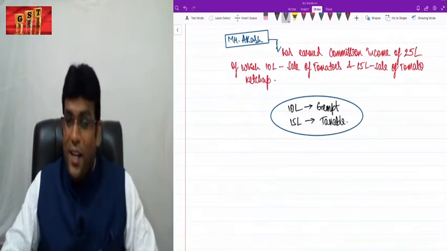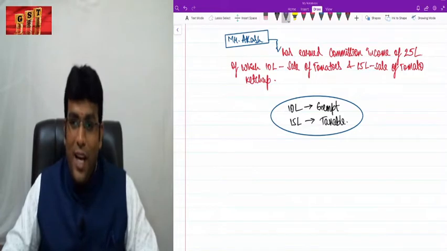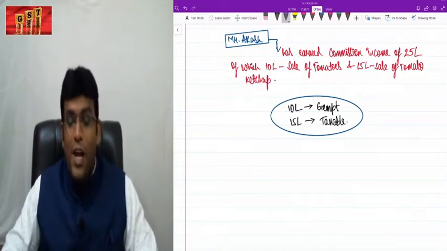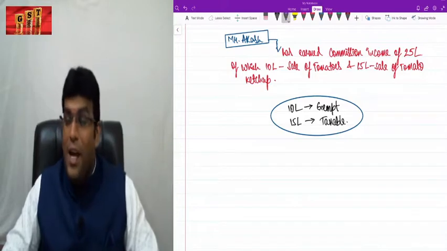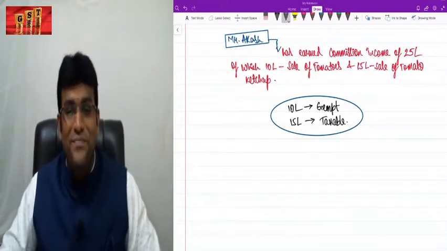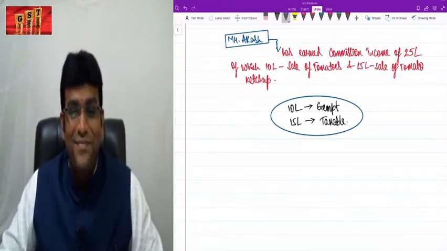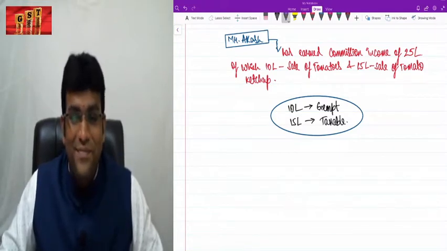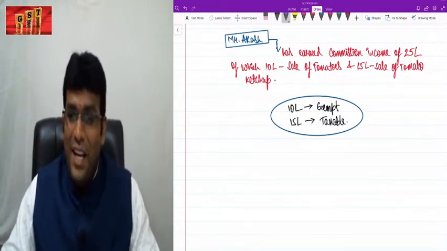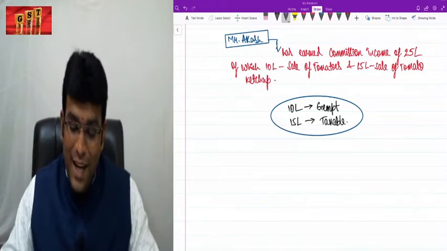So Akash has earned commission income of 25 lakhs, of which 10 lakhs is from sale of tomatoes and 15 lakhs is from sale of tomato ketchup. So 10 lakhs will be exempt, whereas 15 lakhs will be taxable. That's it. Clear? Can I proceed and move forward? Done.